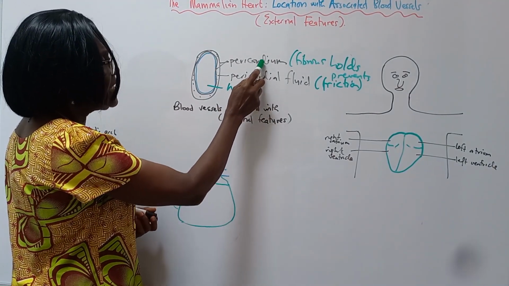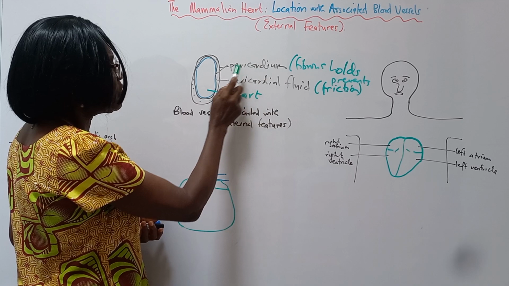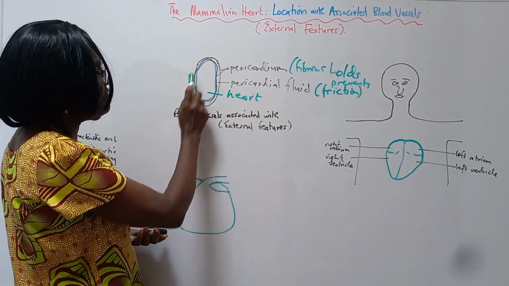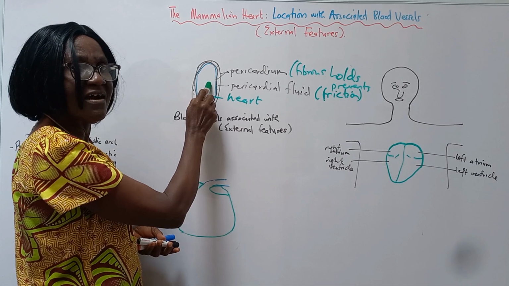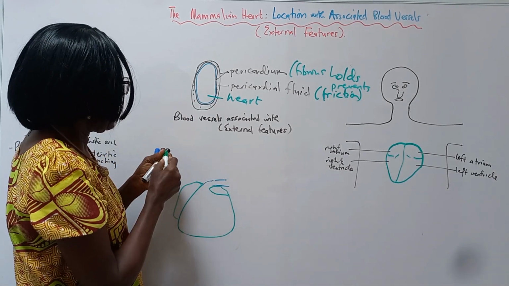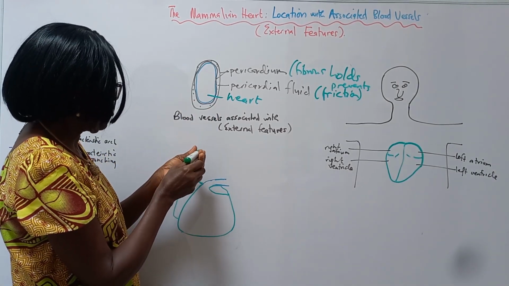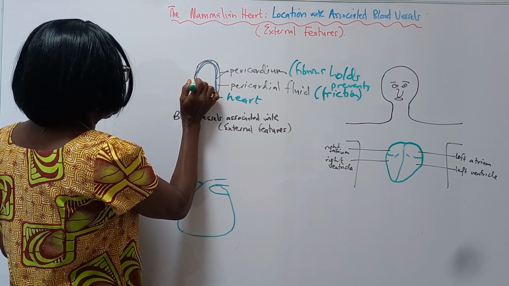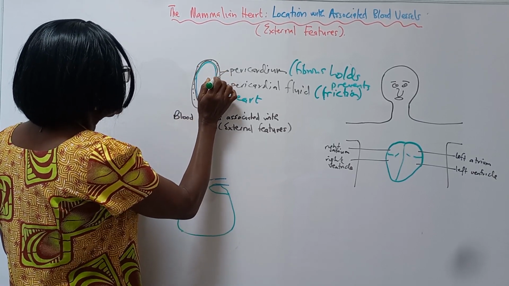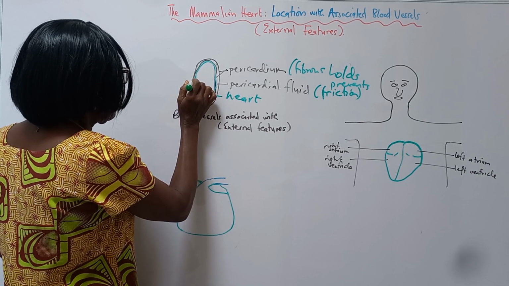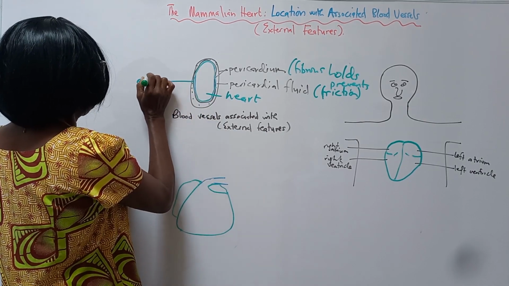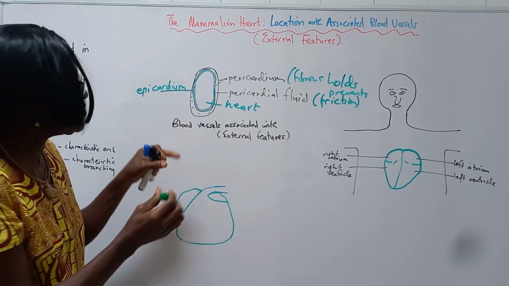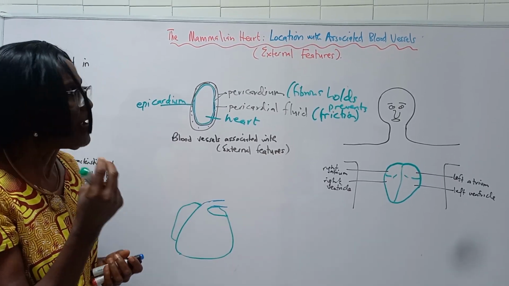Notice also that the pericardium is not part of the heart. It's just a protective shield around the heart. Then we have the outer membrane of the heart, known as the epicardium. So the epicardium is the outermost layer of the heart, which is also slightly fibrous.